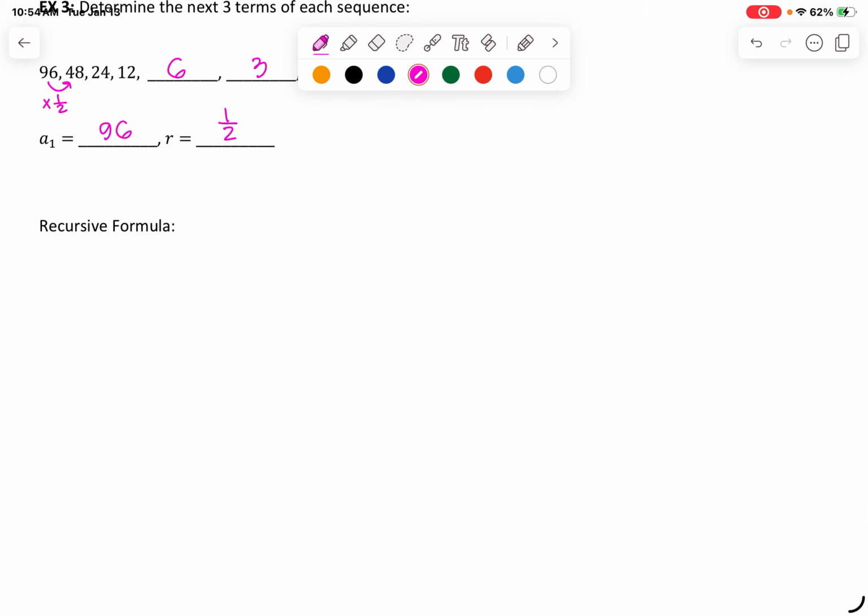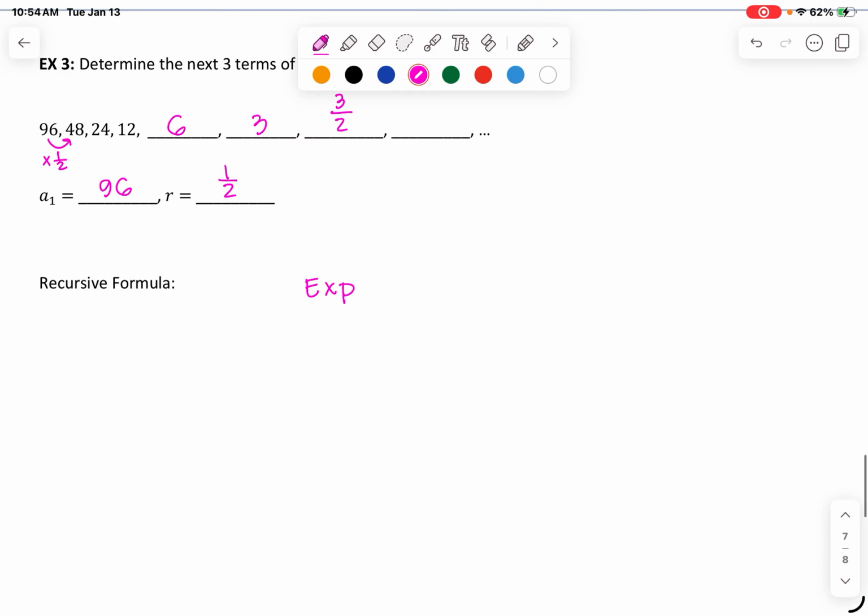All right, let's do both. Let's do an explicit formula to make sure you know the difference between the two. Explicit, I know how to spell, I swear. Explicit formula would be a sub n equals a sub 1, which is 96, times r, which is 1/2, to the n minus 1 power. Not a lot of work for an explicit formula, right?